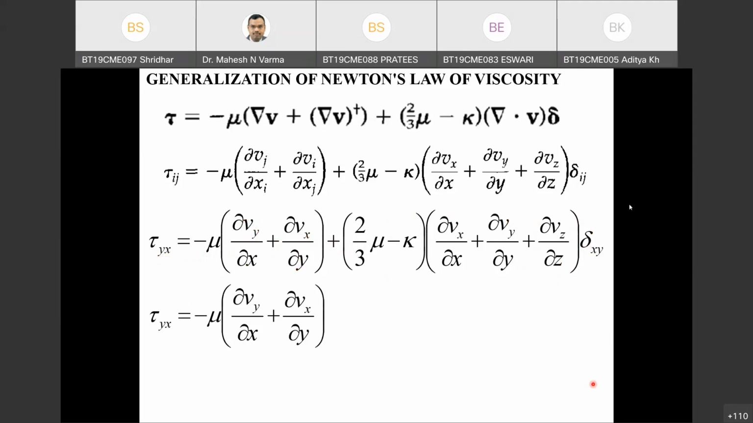As i is not equal to j, the Kronecker delta equals 0. And moreover, I don't have velocity in the y direction. So it reduces down to the same equation. That is what we were studying, a special case of Newton's generalized law of viscosity, where there was only one velocity and it was varying only in one direction. Okay, so this is Newton's generalized law of viscosity. Is this clear to everybody? Does anybody have anything to discuss over this?